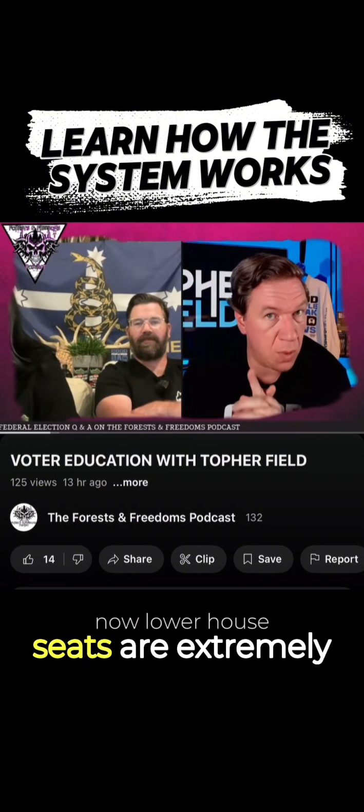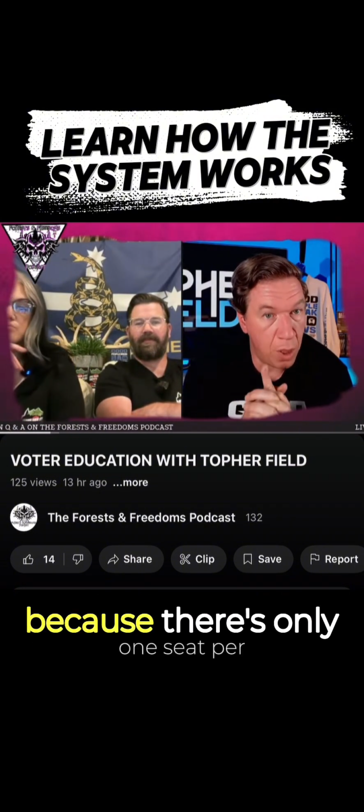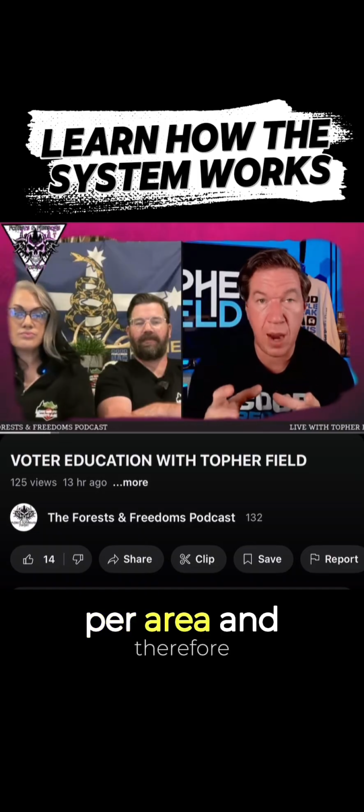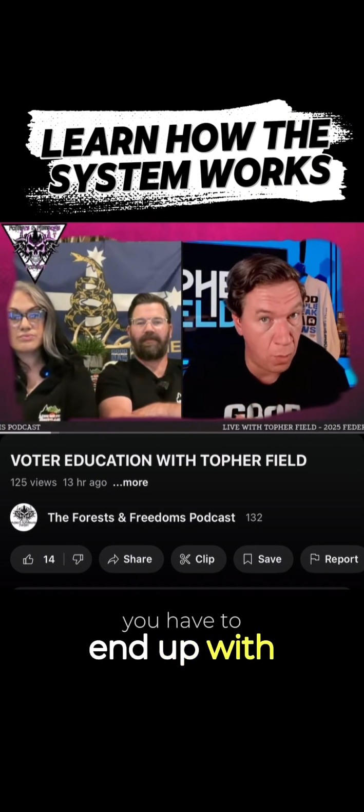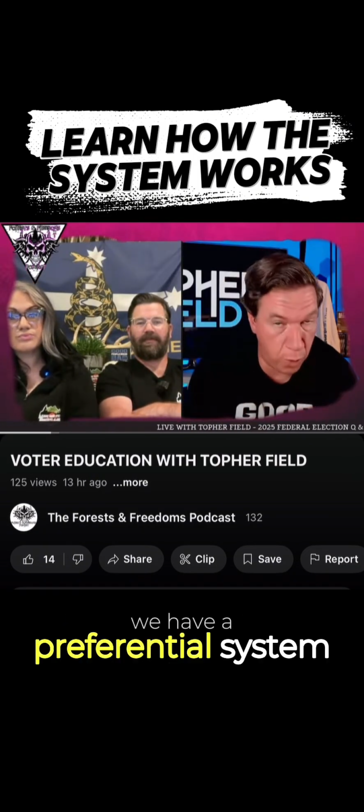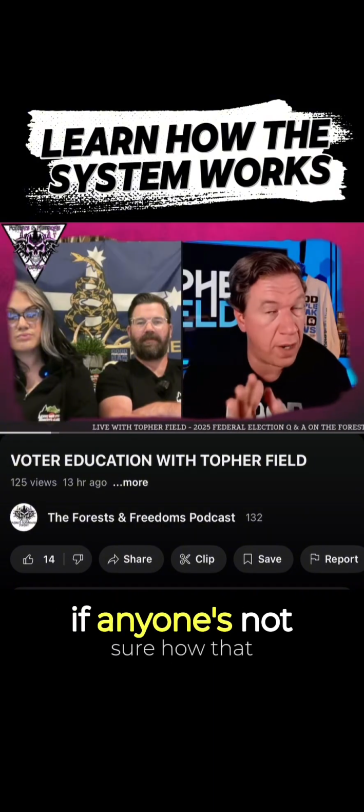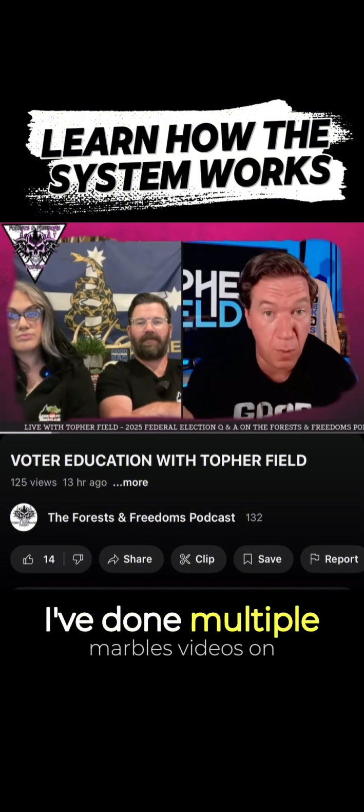Now, lower house seats are extremely hard to win because there's only one seat per area, and therefore to win it, you have to end up with more than 50% of the vote. We have a preferential system that allows preferences to flow.